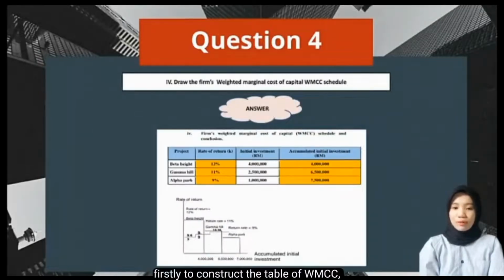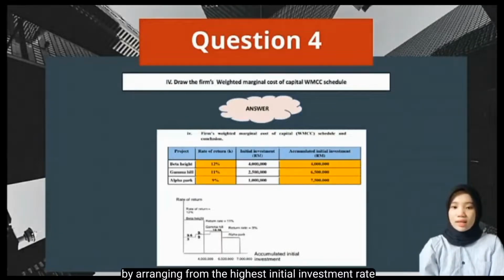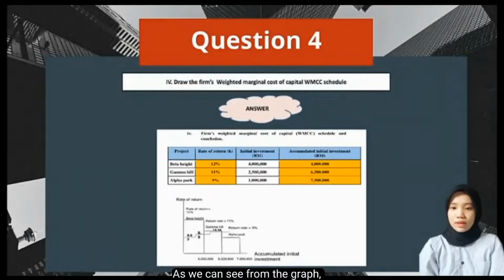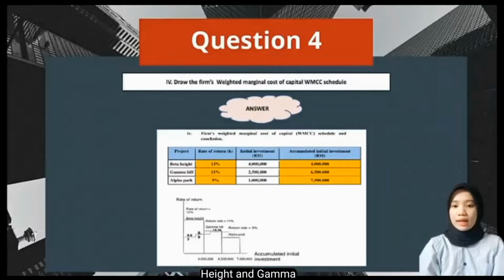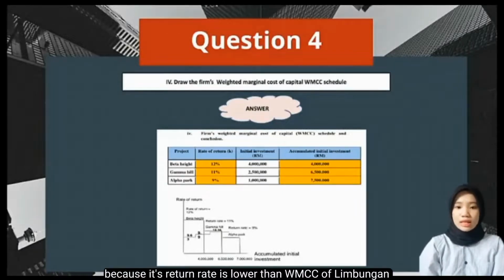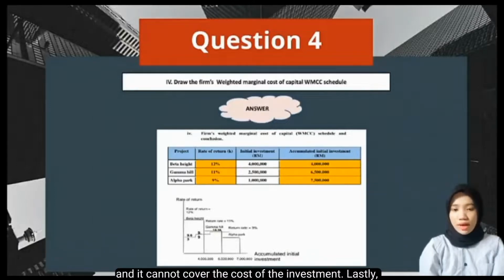For question Roman 4, firstly, we construct the table of WMCC by arranging from the highest initial investment rate to the lowest initial investment rate, in order to find the greatest cost that we need to construct in the investment opportunity schedule. As we can see from the graph, the initial investment rate of Beta High and Gamma Hill is higher than the WMCC of Limbungan, while for Alpha Park, it is lower than the WMCC of Limbungan. It means that Limbungan does not gain any profit if the company makes an investment in Alpha Park, because its return rate is lower than the WMCC of Limbungan and it cannot cover the cost of the investment.